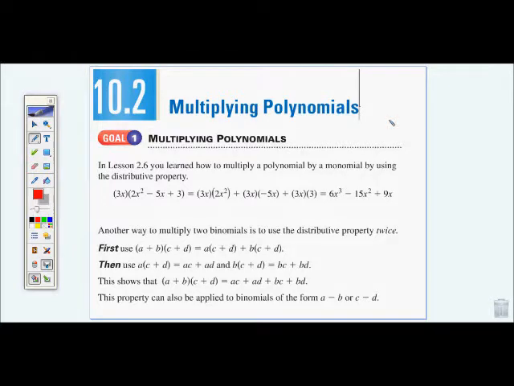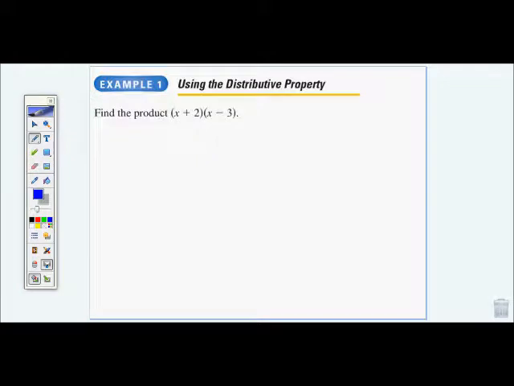Okay, 10.2 is about multiplying polynomials. Again, we're going to do some of this referring to some methods you have learned before we talked about the polynomials. If you'd like to pause quickly and read through this page, you can go ahead and do that. I'm going to go ahead and move on to the next screen so that you can see it in action.